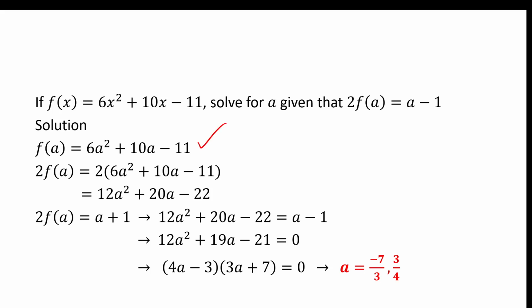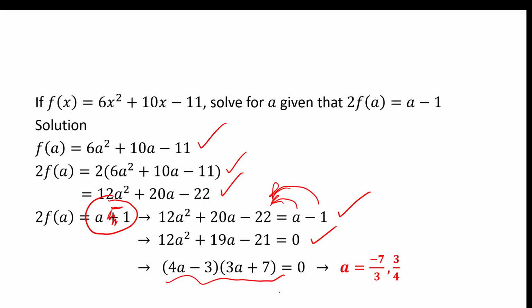F of a is this expression, so 2f of a becomes 12a squared plus 20a minus 22. Setting that equal to a minus 1 is shown in this step. Subtract a from both sides, add 1 to both sides, we get this. And then we can factor the left, or we could use the quadratic formula, whatever we choose. And we would ultimately get two values for a as shown at the bottom. And now we've answered the question. When the question says solve for a, that means they want us to give one or more values, all the values possible for a.